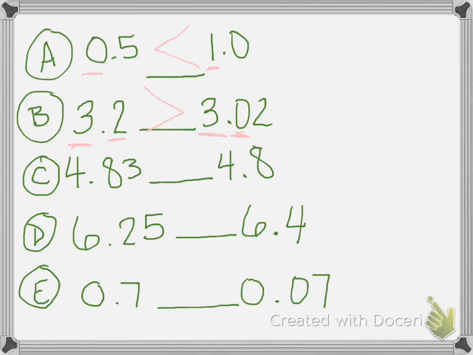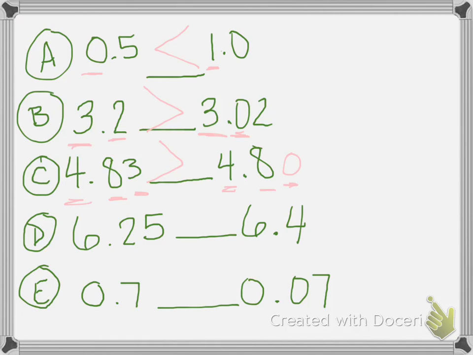C is 4 and 83/100 and 4 and 8/10. So we look here, 4, 4. So we move on to our tenths. We have 8, 8. So we move on to our hundredths. We have 3 and we have nothing, which means 0. So obviously 3 is greater than 0, so it's greater than.